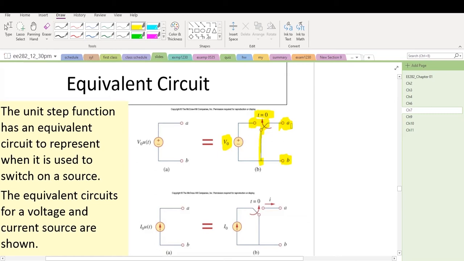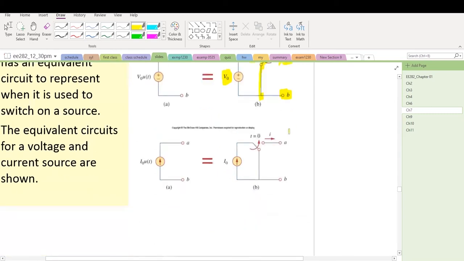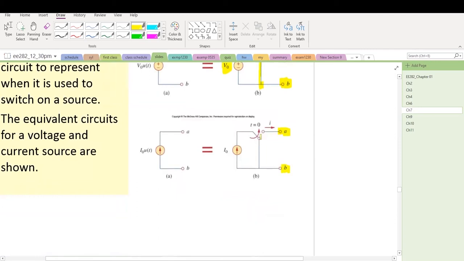So the same thing here. There's terminal A and B. Before time equals 0, the switch is at this position. There's no current flow through. But at time equals 0, the switch goes to this position. Therefore, suddenly at t equals 0, there is a current flow to the terminals A and B.